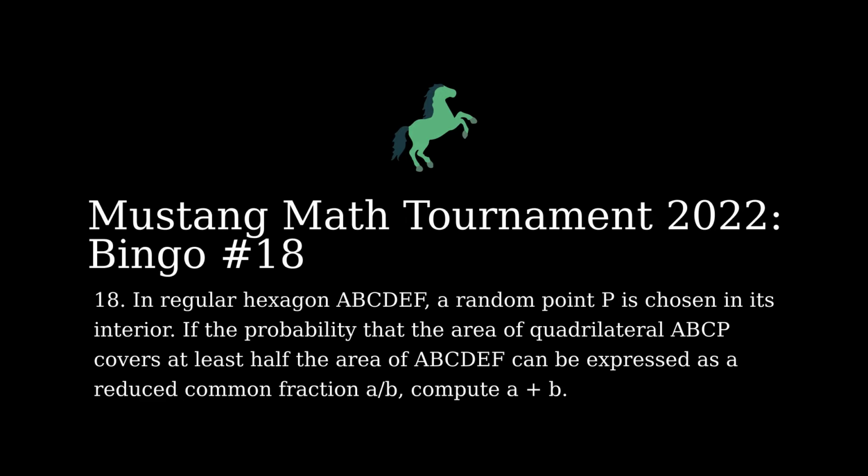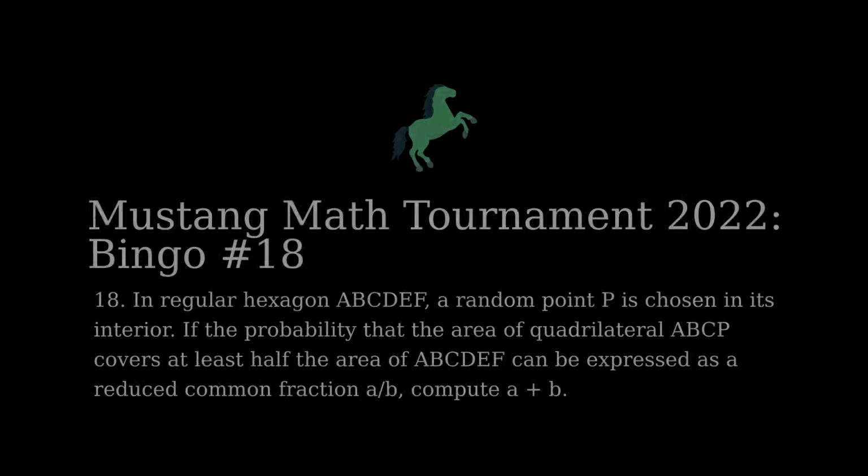In this question, we have a regular hexagon ABCDEF, and a random point P which we choose in the interior. Now, if the probability that the area of quadrilateral ABCP covers at least half the area of ABCDEF can be expressed as a reduced common fraction A over B, let's again compute A plus B.